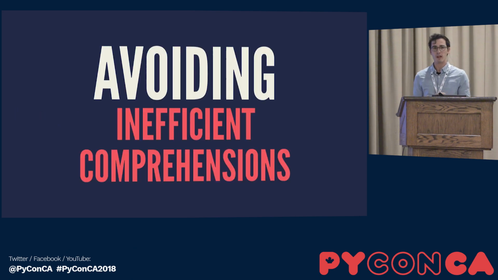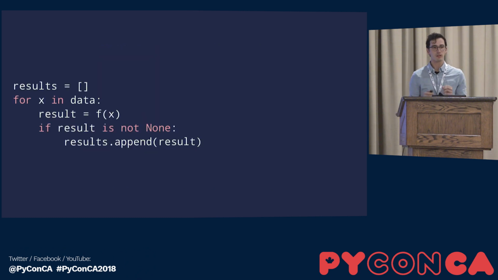Another example for why you might want to use this is avoiding inefficient comprehensions. So let's look at this quick little for loop, right? We have empty results. We're iterating over data. We're calling f of x on each piece of the data. If it's not none, we're adding it to the results. So normally, when I see a for loop that looks like this, that has an empty list sitting above it like that, this is a smell to me, and I say this should probably be a list comprehension.